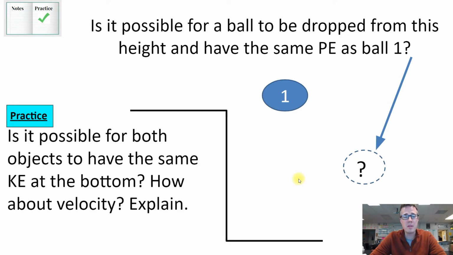Is it possible for both objects to have the same kinetic energy at the bottom? And how about velocity? And explain that. I need you to do that, please, over on your practice side. So pause the video and answer that over on your practice side now.